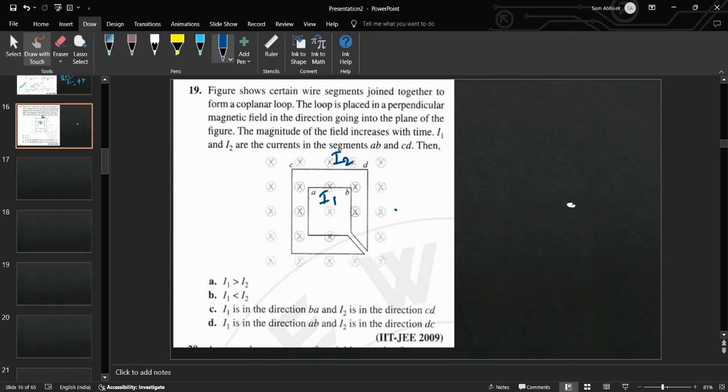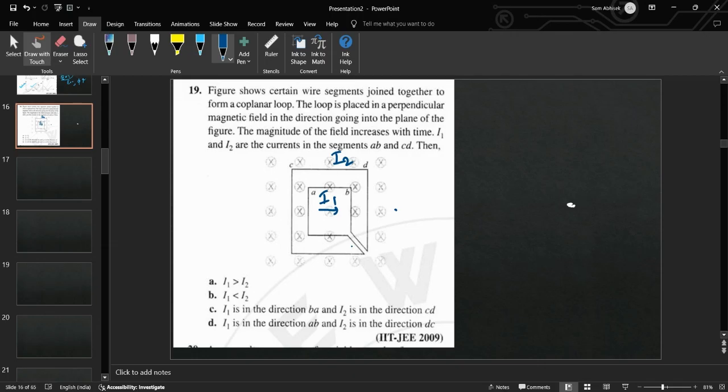Alright, we have to see, first of all, the same current will flow throughout the whole loop. But we have to see the direction. So as B is increased, suppose you increase the magnetic field, current will flow in the circuit from A to B, right? Why from A to B?